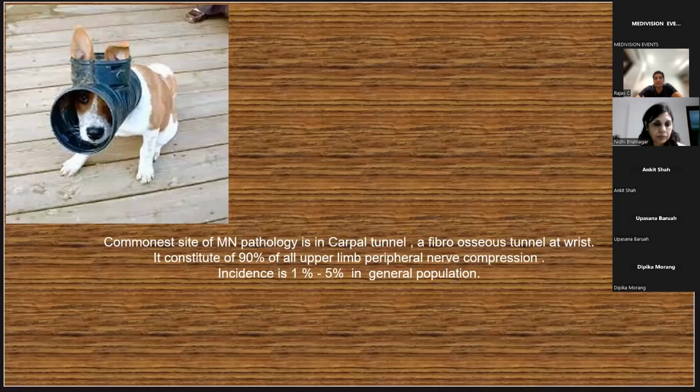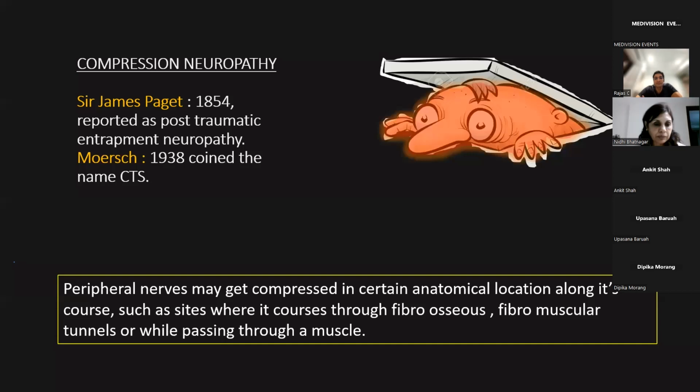So we know that the commonest site of median nerve pathology is the carpal tunnel, which is a fibrous tunnel at the wrist. It constitutes about 90% of all upper limb peripheral nerve compressions and has a 1 to 5% incidence in the general population. It was first described by Sir James Paget in 1854. He reported it as a post-traumatic neuropathy.